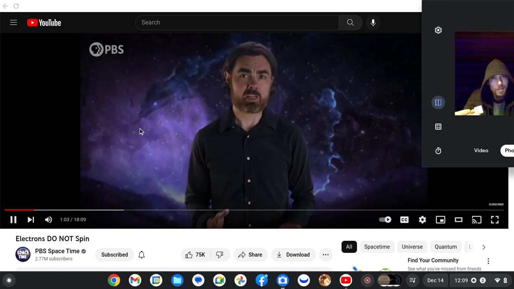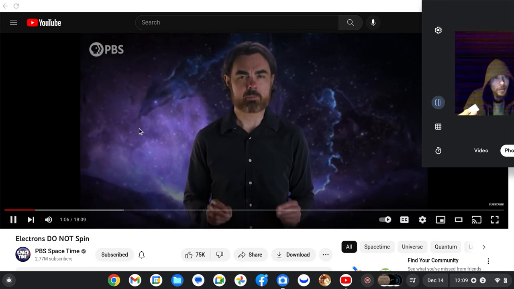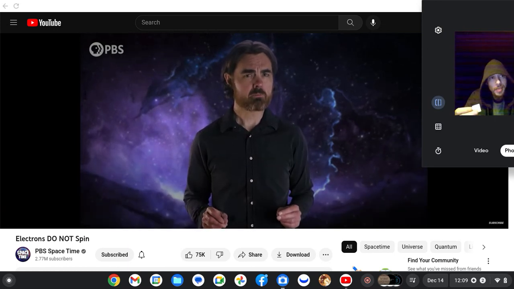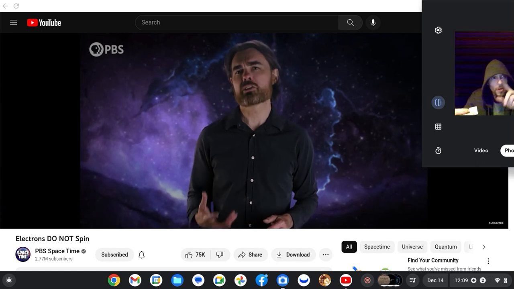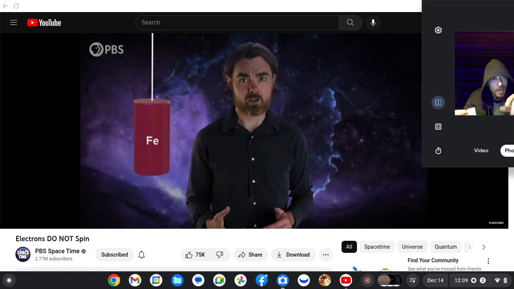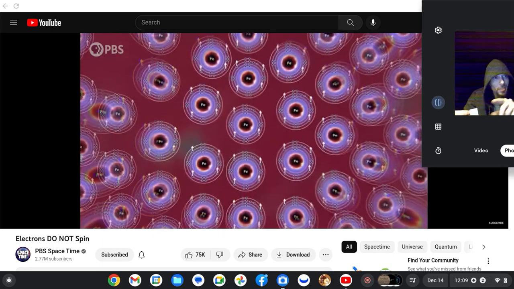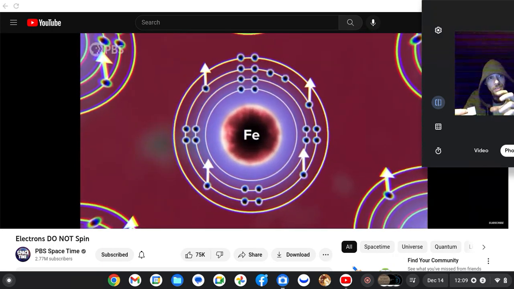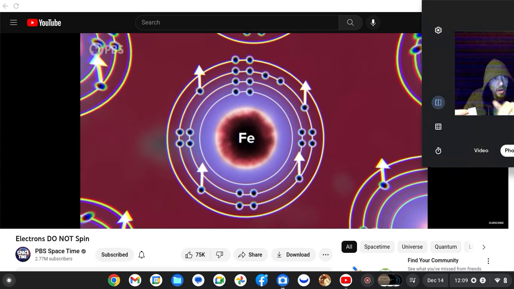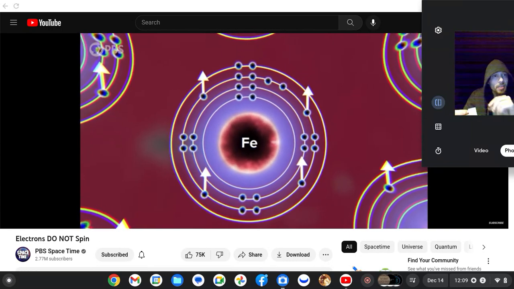There was nothing spinning to start with. You can keep doing that as long as we're causing the electrons in the iron's outer shells to align their spins. Those electrons are acting like tiny bicycle wheels.